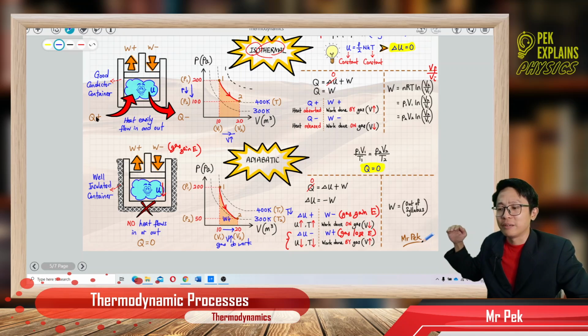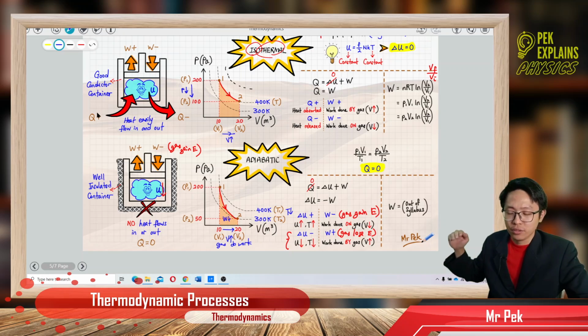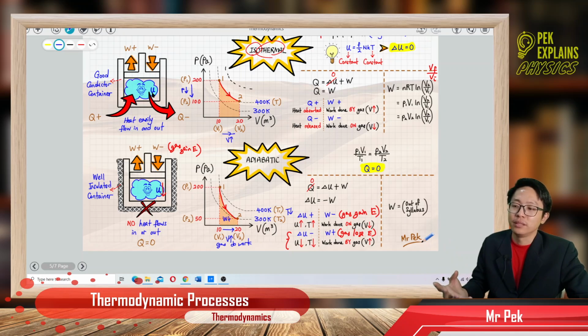It uses up the energy from outside, the heat energy, to do the work. It doesn't use up its own internal energy. It uses the energy that enters from outside. So it doesn't lose any energy. So it maintains its internal energy, it maintains its temperature. It maintains on the same isotherm line.